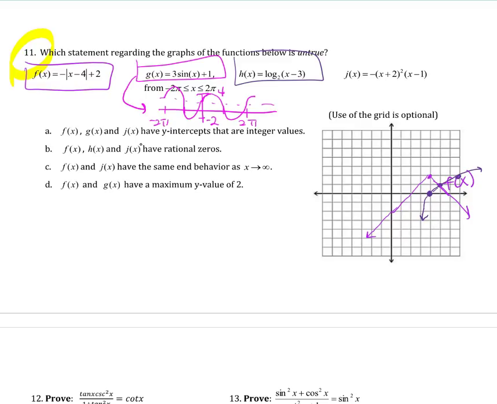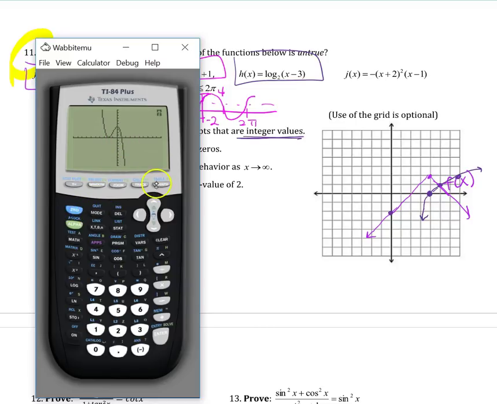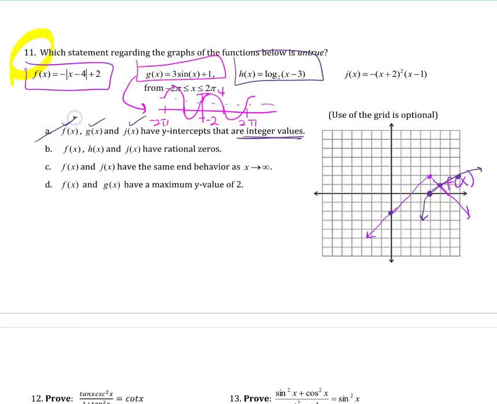Okay, so looking at my options, f of x, j of x, and g of x have y-intercepts that are integer values. F of x would be my absolute value function, so that does check out. G of x would be my trig graph. We know that it normally crosses at 0, 0, but I shifted everything up 1, so its y-intercept is now 1. That checks. And j of x, what's its y-intercept? It was the one on my calculator. If I go to my table and look at where x equals 0, I have a y-intercept of 4. So that also checks. So that's true.